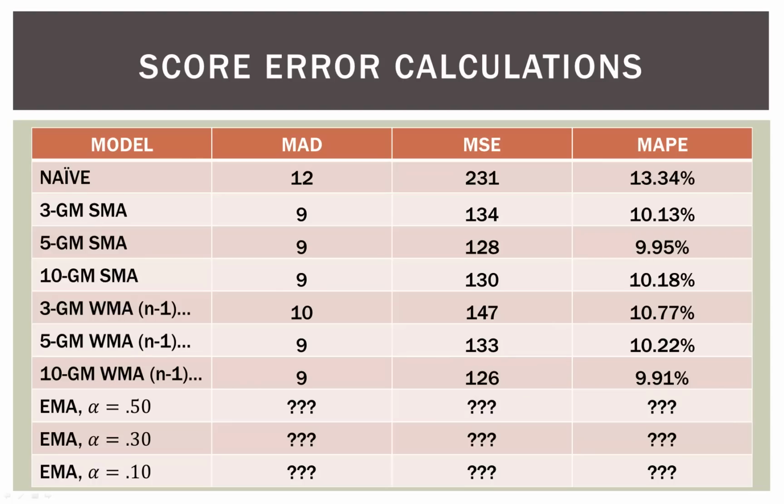Now if we go over to the MAPE for the 10-game weighted moving average, it is also the lowest as of this point at 9.91%. So on average, our forecasted values were 9.91% off of the actual values. So given all of the information we have so far, it really looks like our 10-game weighted moving average is the best model.